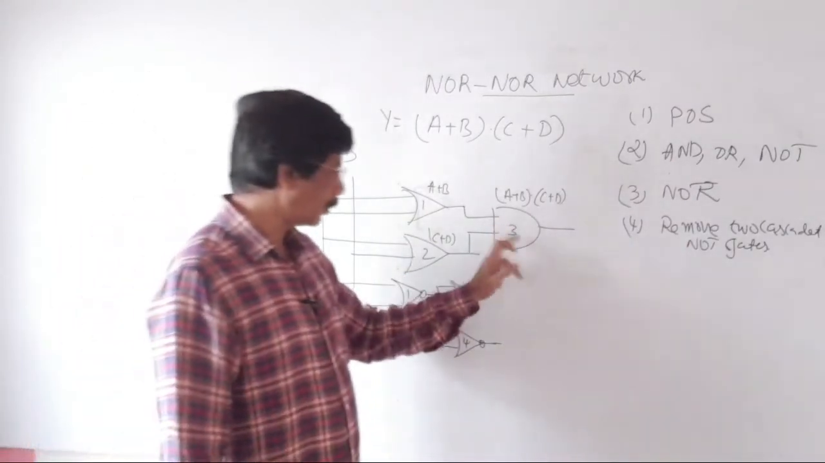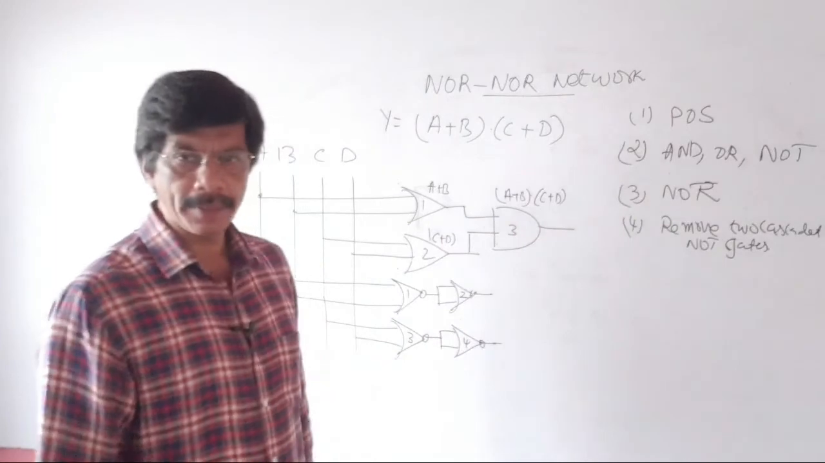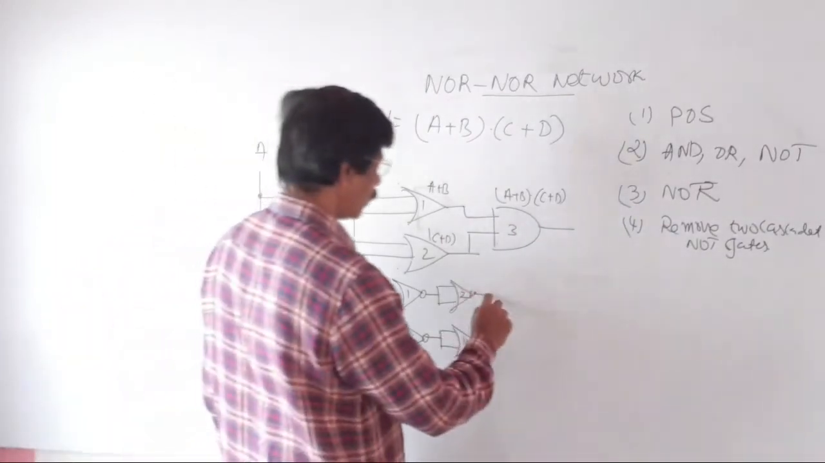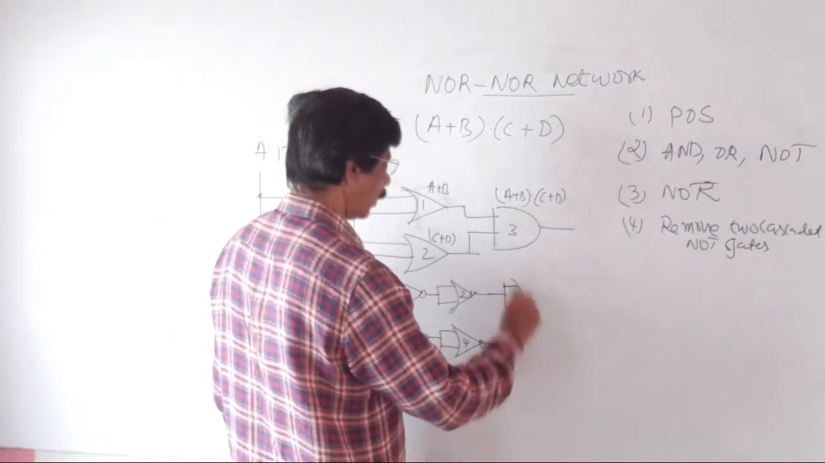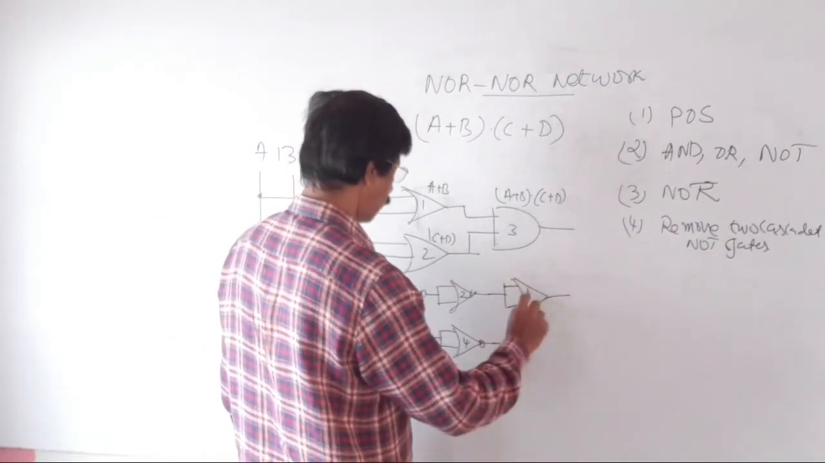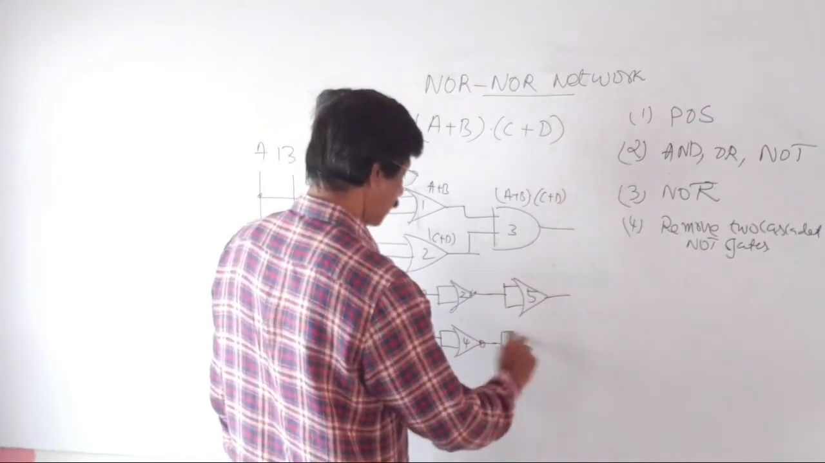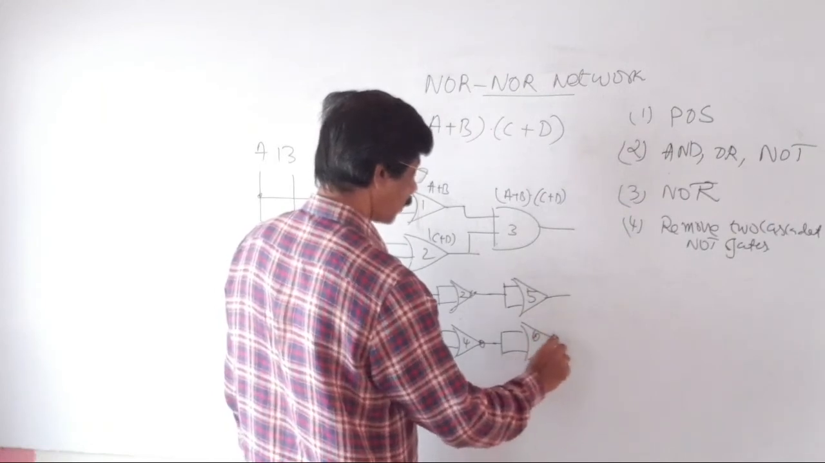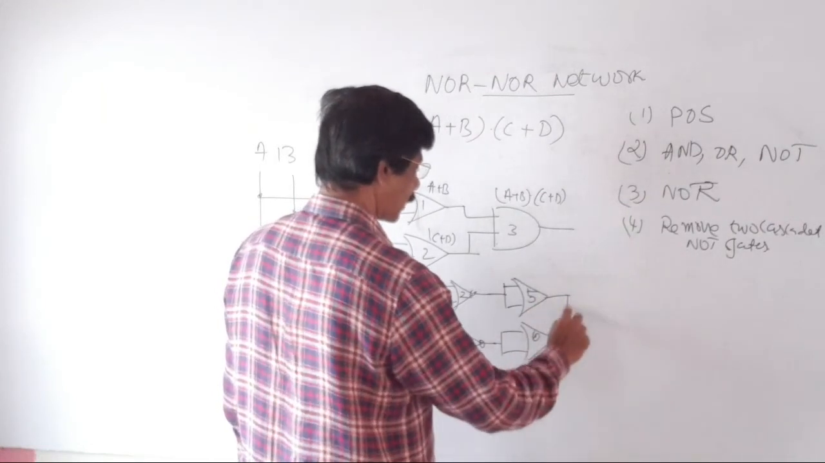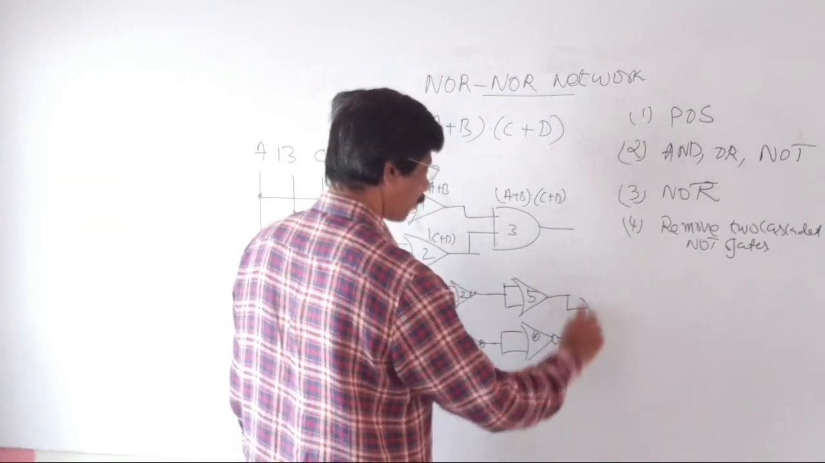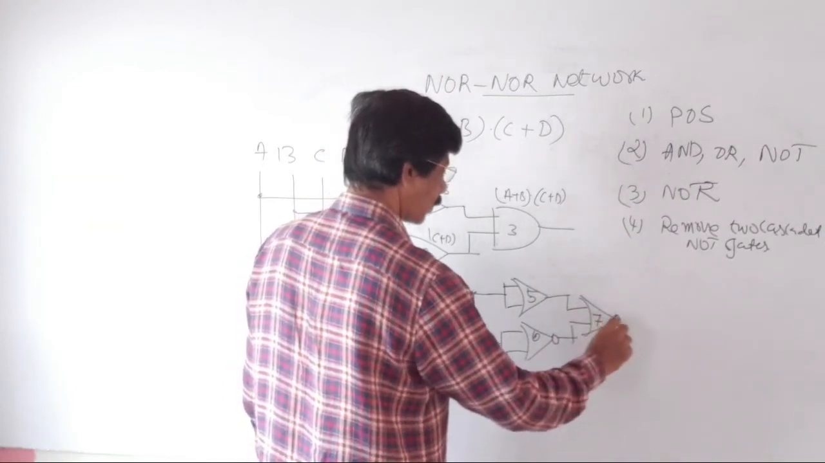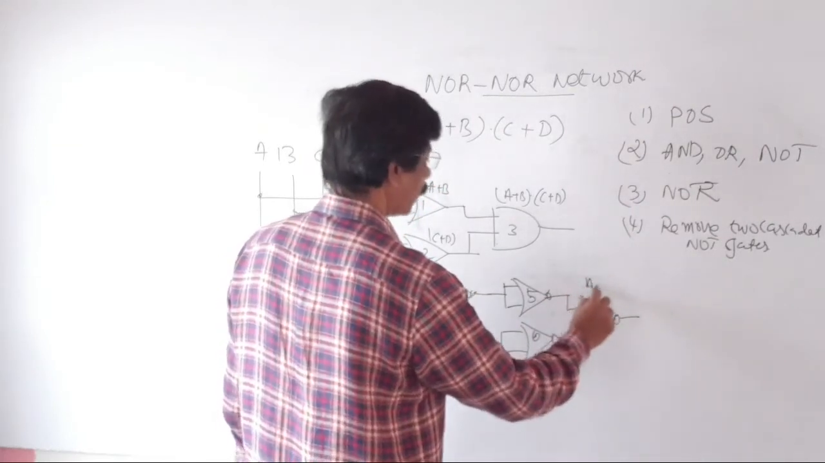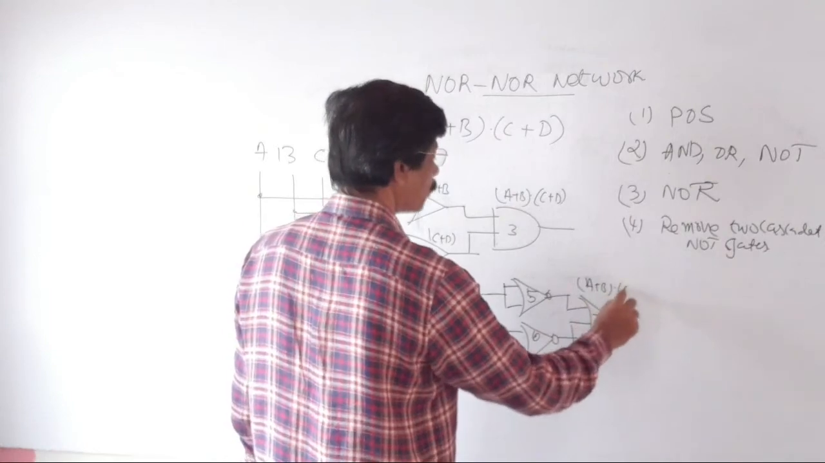Now you come to this AND gate. The AND gate is replaced by 3 NOR gates. This is one NOR gate 5. This is another NOR gate 6. Both 5 and 6 are connected to one more NOR gate 7. This final output is equal to (A plus B) into (C plus D).